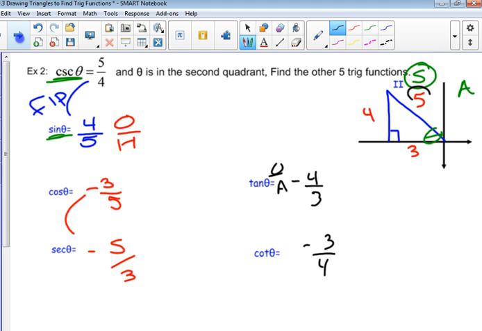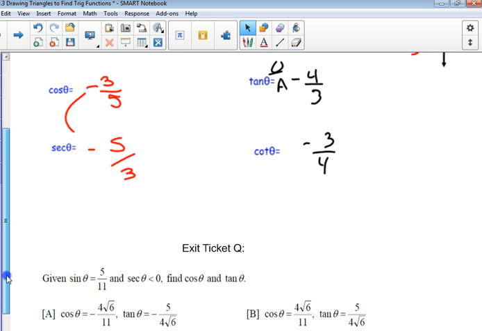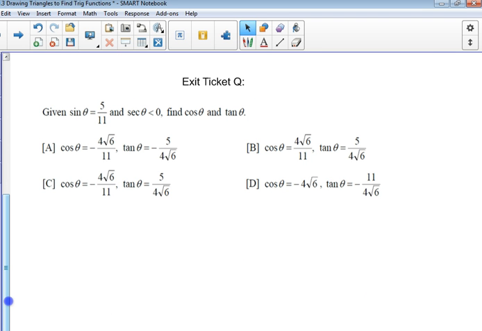Good. All right. What they love to do, like this little exit ticket. Usually they don't ask you to find 2 things, right? But this is a good way for you guys to see how they're asked. They really like to do stuff like this where they give you one trig function, what it's equal to. So they're saying the sine is 5 over 12 and your secant is less than 0.